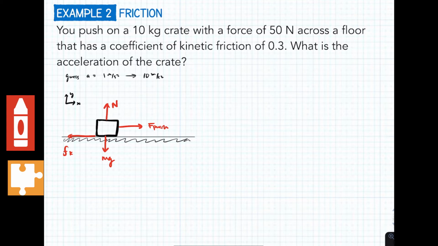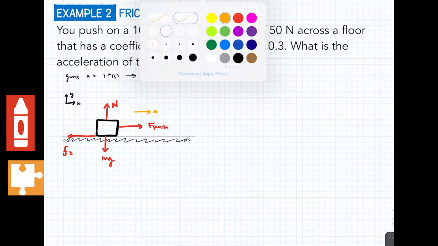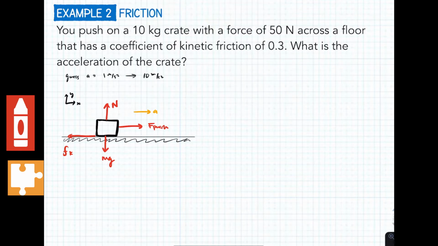Which way do we think the acceleration is? Yeah, direction of F push, okay? Because remember, friction is never bigger than the pushing force. It can be equal or less. So, what do we want to do next? What equation do we use?